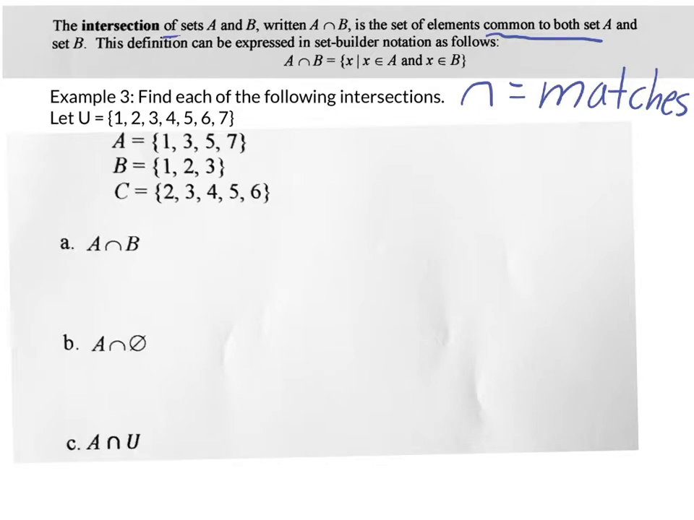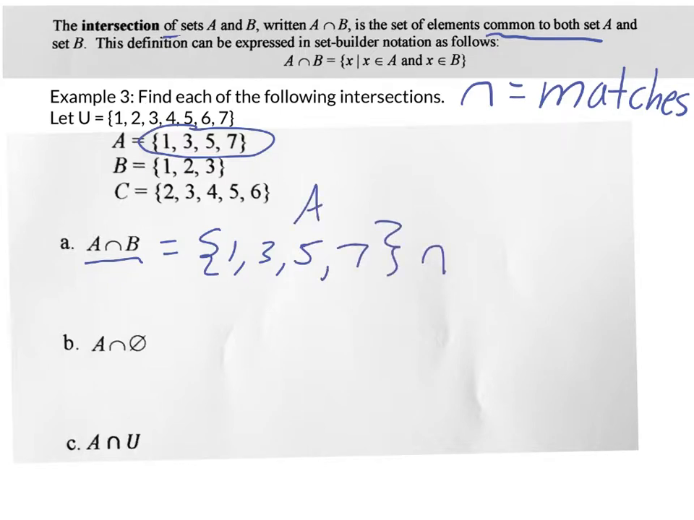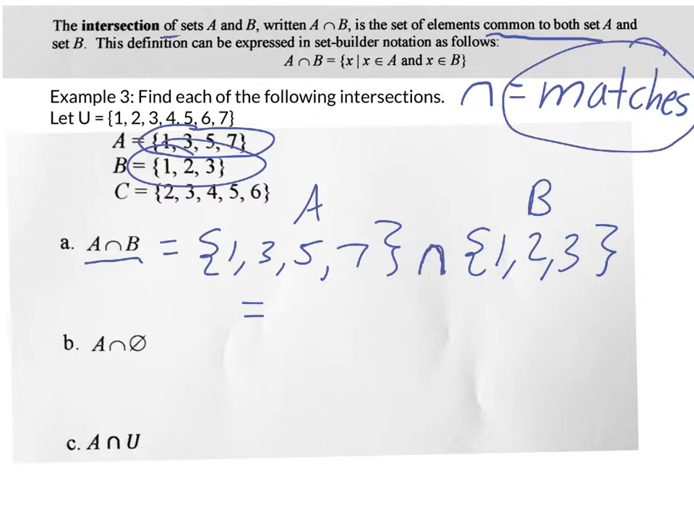So part A says A intersected with B. So if I bring these sets down, A was 1, 3, 5, and 7. And I want to intersect it with set B, which was the set with 1, 2, and 3. And you don't have to show all this work. I'm just trying to write everything out so I can explain it better. But if you want to go right to the final answer when you're working on your MyMathLab assignments, that's fine. But again, as soon as I see that intersection symbol, my memory trick is matches.